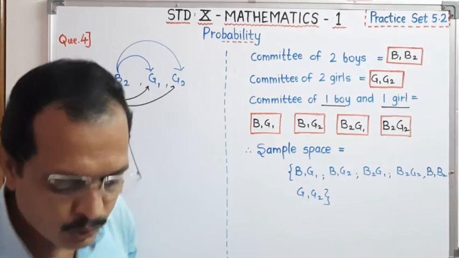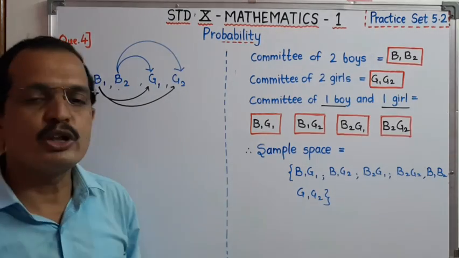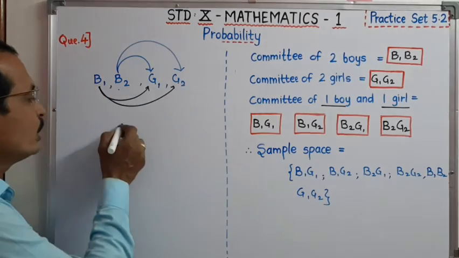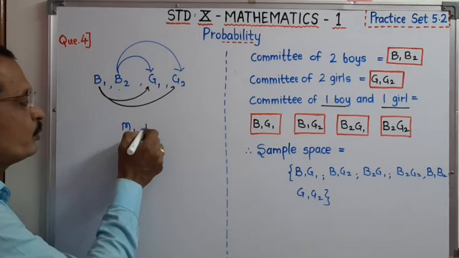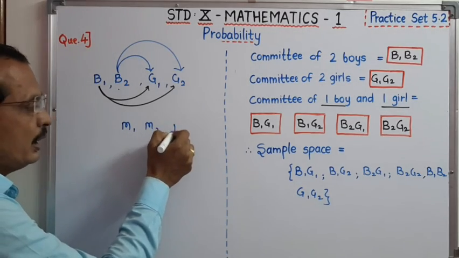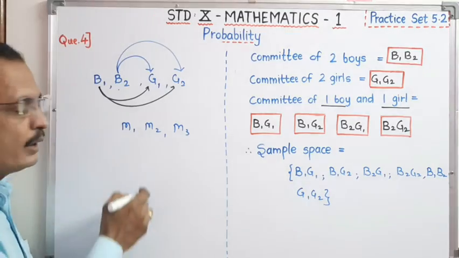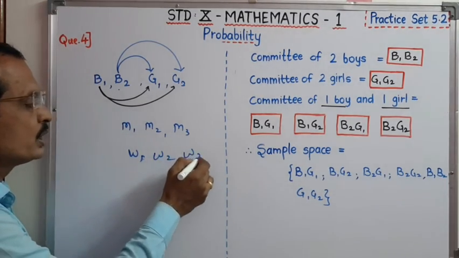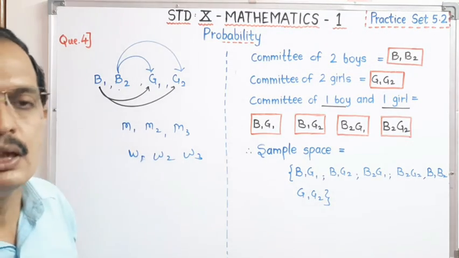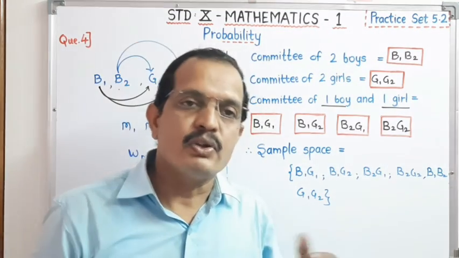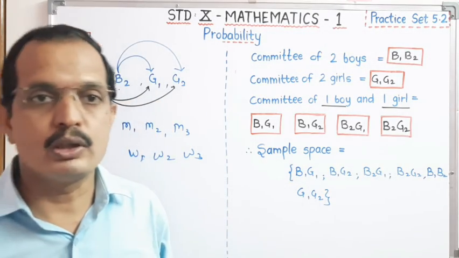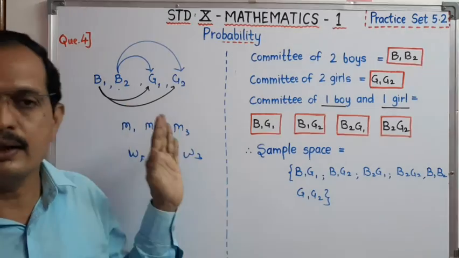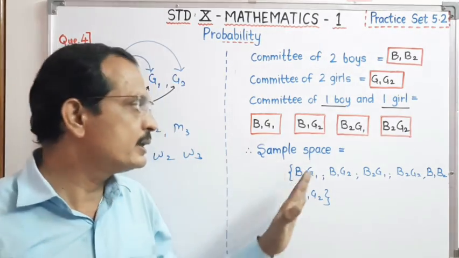Dear student, I want to tell you one thing. Instead of boys and girls, if the question is about men and women, at that time we have to take for men M1, M2 and M3, if three men are there. And for women, we can take W1, W2, W3 like this. You have to remember this. Dear student, if the question is related to red color balls, blue color balls, green color balls, at that time also we have to use this technique.